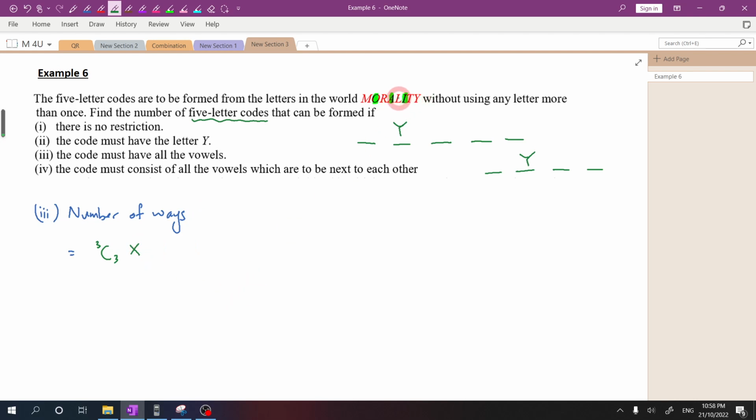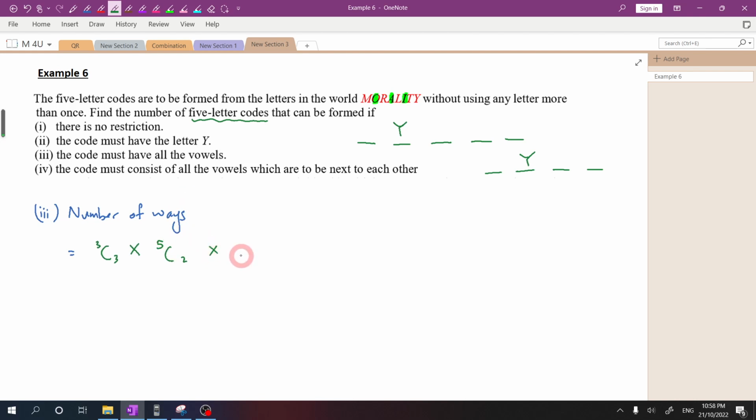1, 2, 3, 4, 5. I have 5 consonants here. 5C2. Why do I put 2 here? Because I want to form a 5-letter code. I already have 3 letters over here, so I need another 2 letters. Okay, this is C. We do not consider the arrangement.